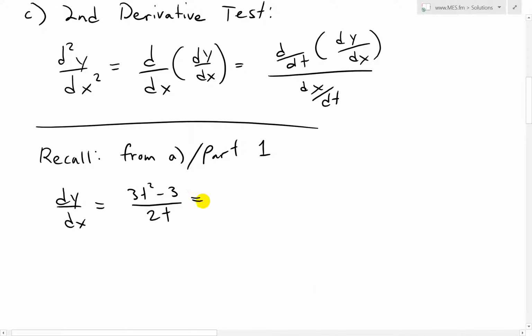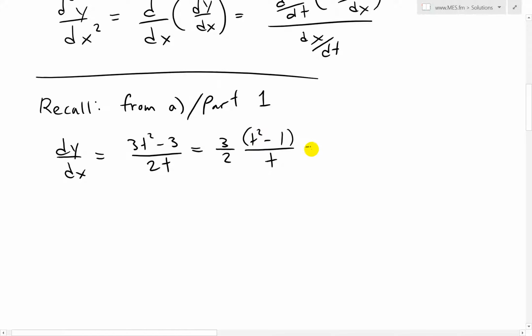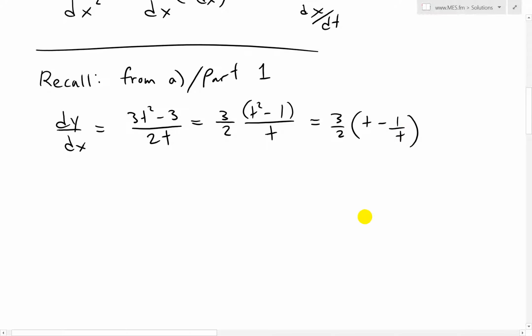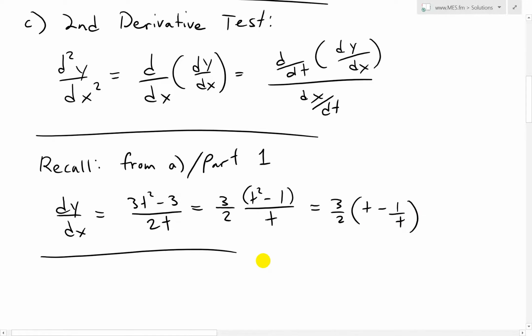And now we can simplify this even further by factoring out the 3. So we have 3 over 2, and then we have t here, and then we have t squared minus 1, like that. And we can divide the t inside so that we end up getting 3 over 2, and then divide this inside to make it easier to take the derivative of it again. So what we get is t minus 1 over t, like that. So now this is our dy over dx, so we can throw this all inside here.